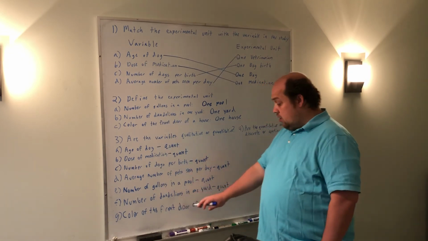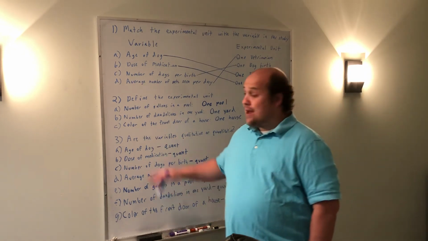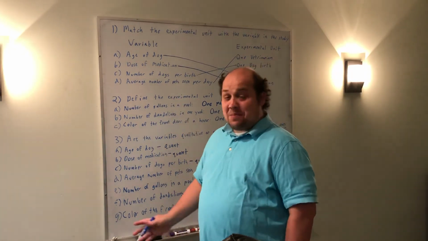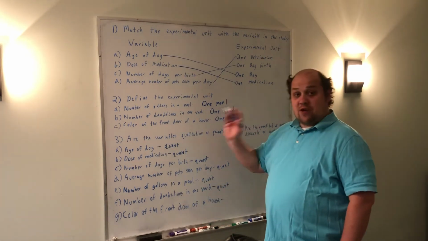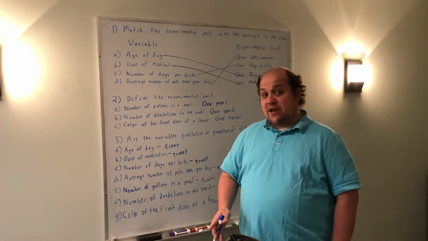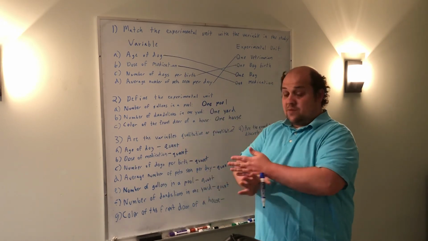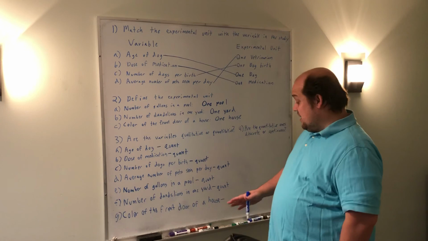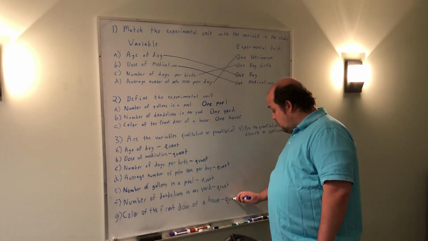And finally, the color of the front door of a house. This is the first one that's different. I probably should have mixed in a couple other qualitatives, apologies. But basically, in this situation, if you have one house that has a white door, another house that has a red door, you know which one goes into which category, but you wouldn't say, oh, white comes before red or red comes before white. There's no naturally occurring numerical order to it. That's why this is a qualitative variable.